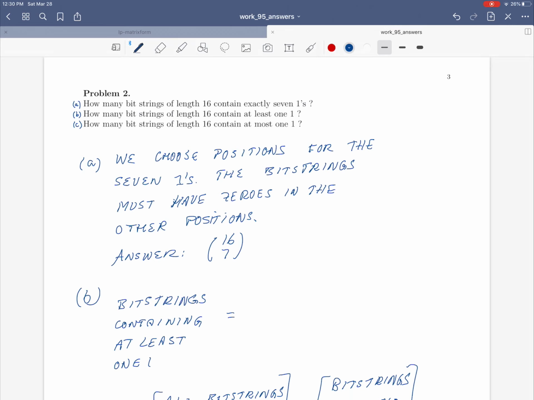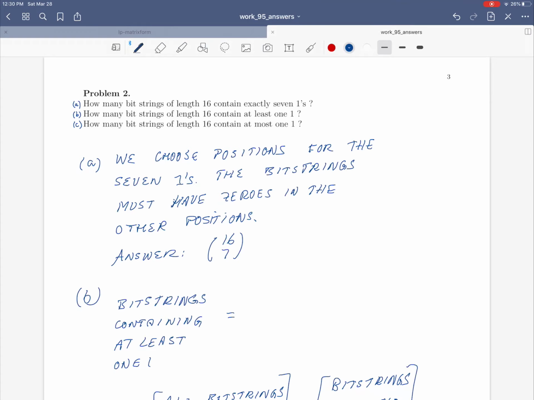For the second problem, we will consider counting bit strings of 0s and 1s of length 16. So first, how many bit strings of length 16 contain exactly 7 ones? Then how many bit strings of length 16 contain at least 1 one? And finally, how many bit strings of length 16 contain at most 1 one?